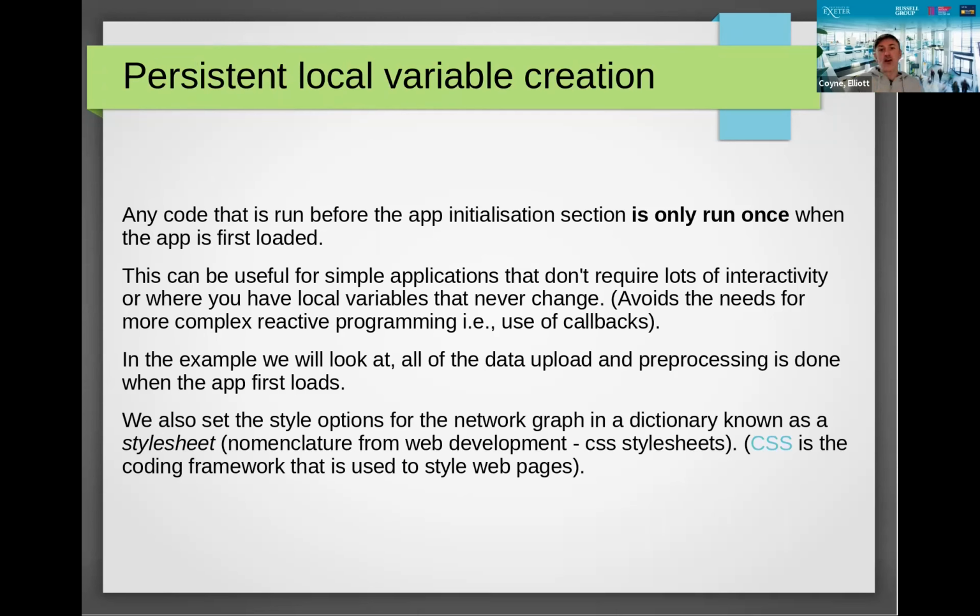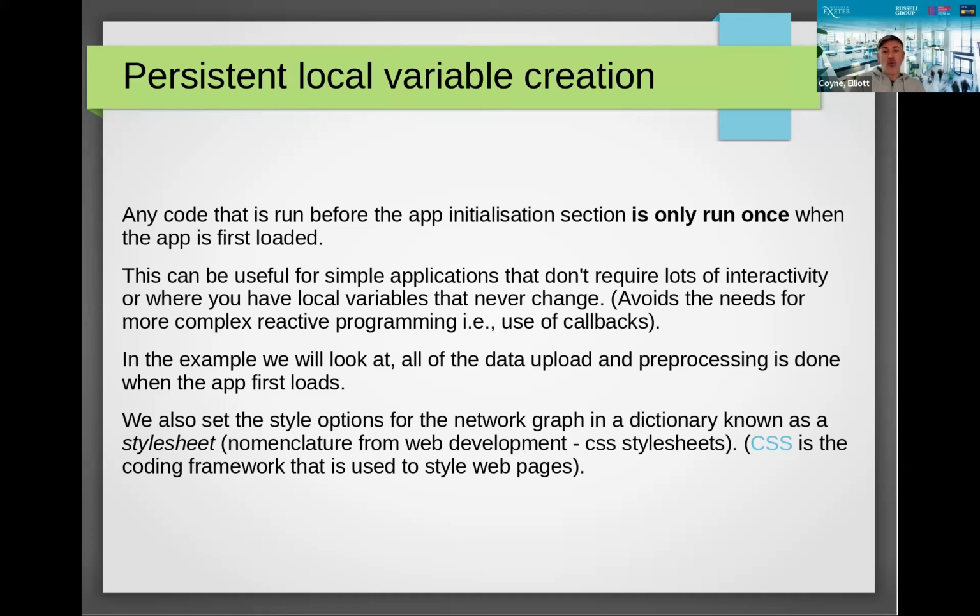So with the persistent local variable creation, this is code that is run before the app initialization, which you'll remember was a distinct step, and it is only run once. So library import, variable creation. And it's useful for simple applications that don't require a lot of interactivity, or where you have local variables that will never change. And so it avoids the need to worry about more complex reactive programs, i.e. use of callbacks, reactive being reactivity. And so in the example we're going to look at, all of the data and pre-processing is done in this persistent local variable creation stage.